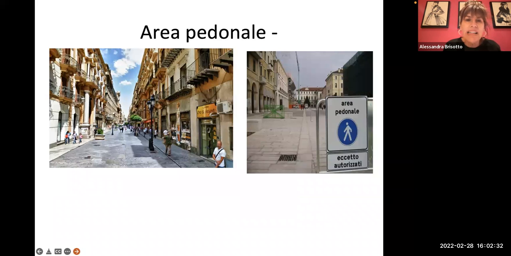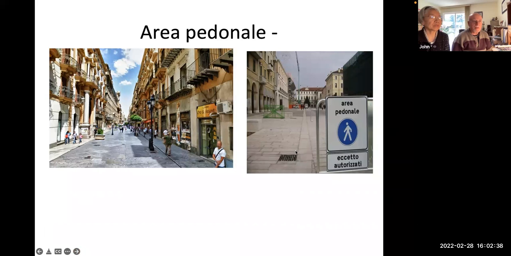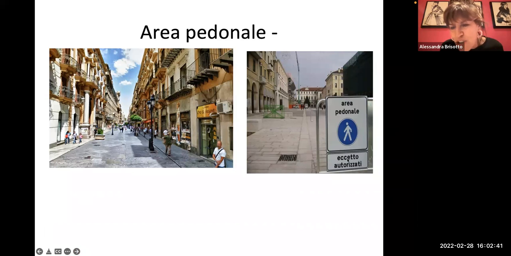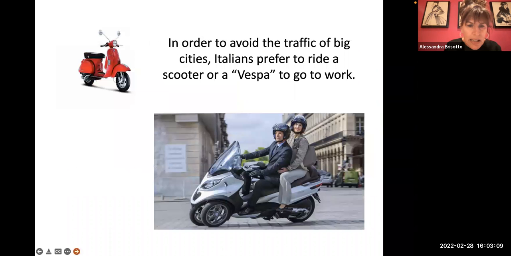So what does it mean, area pedonale? What do you think? Pedestrian. Eccetto autorizzate means except if you have the permission. Normally you have on your dash a permit, so you can go into these streets because you live there, but you have to have the permission, the authorization. Otherwise, no cars are allowed in this kind of street because it's an area pedonale. So no cars.